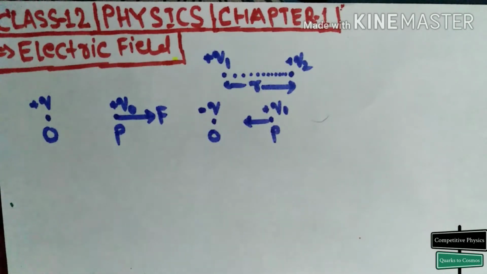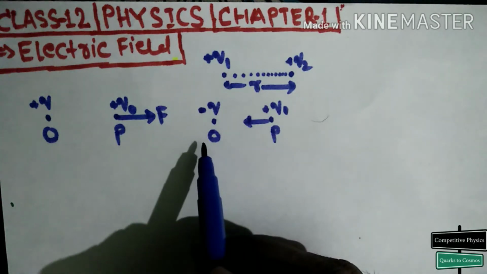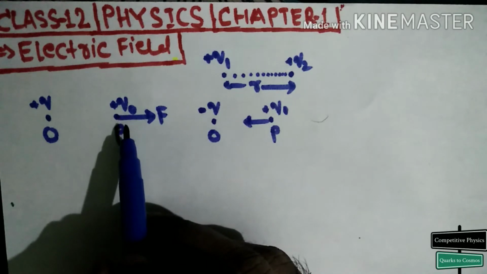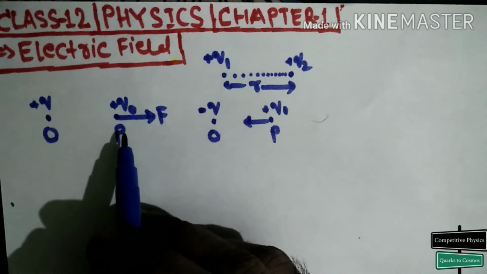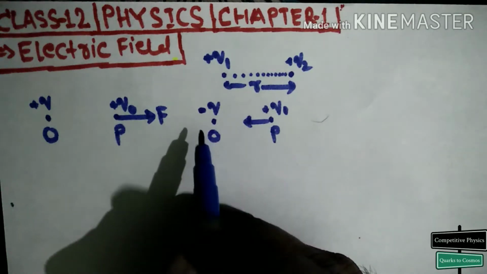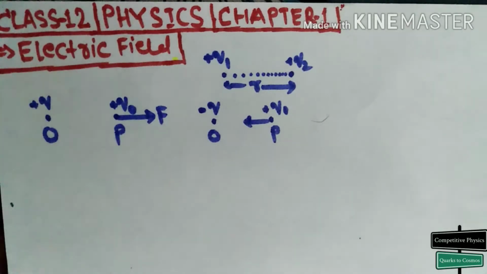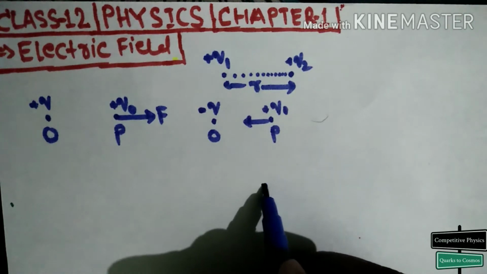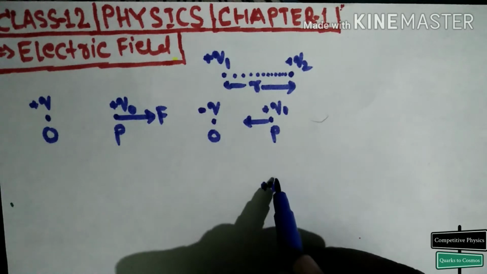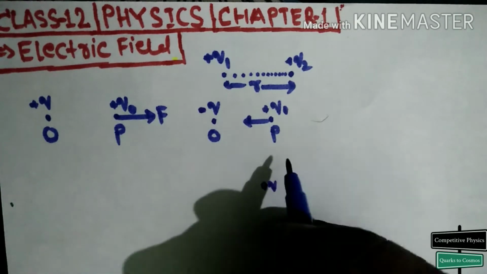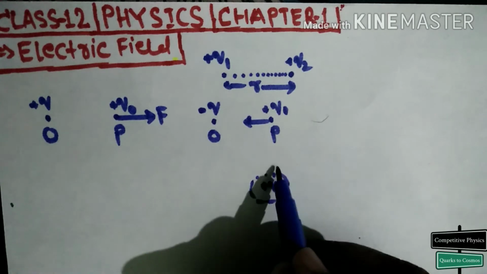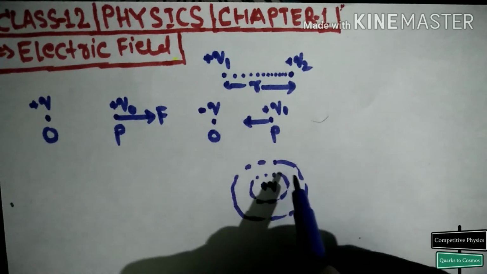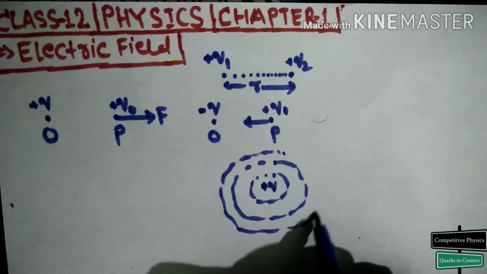So the question is, how does this plus Q or this minus Q exert a force on plus Q naught? So the answer is, the charge plus Q or minus Q sets up an electric field in space surrounding it. That means, if there is a charge, suppose here is a charge, this charge will actually set up an electric field in the space surrounding the charge.